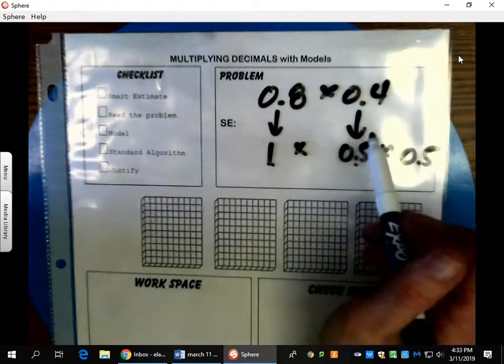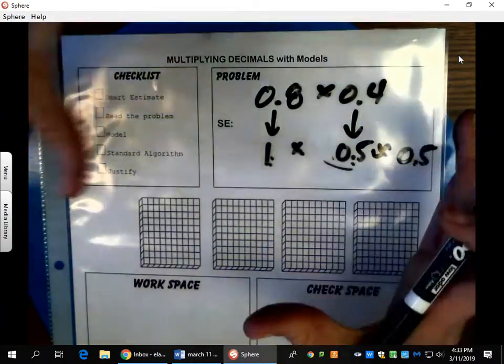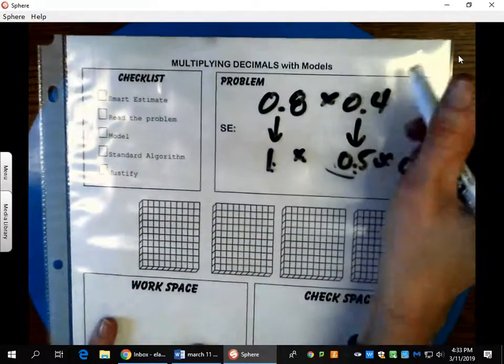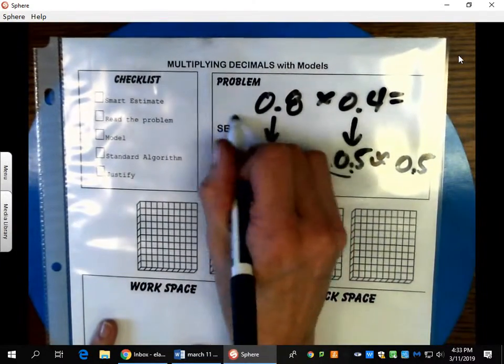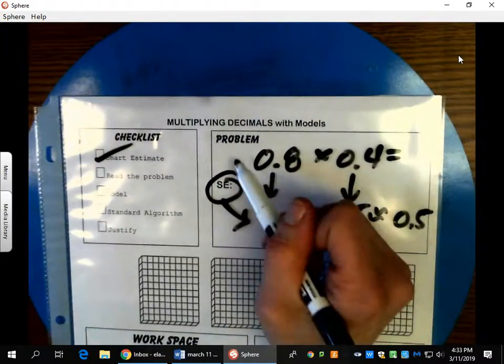So again, I said, well, that's like a half of 1 is a half, right? If you have 1 pizza, a half of that is a half. But that's not my real answer. That's just my smart estimate. Okay, so read the problem. Here's the real problem. Let me read it.